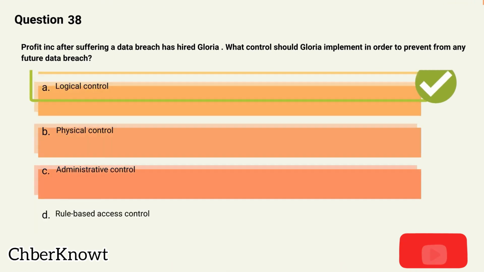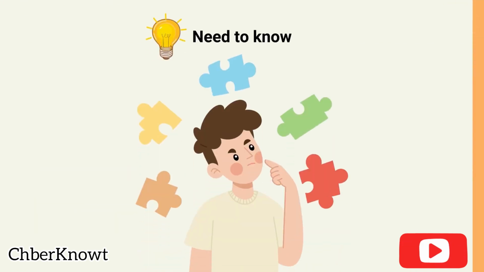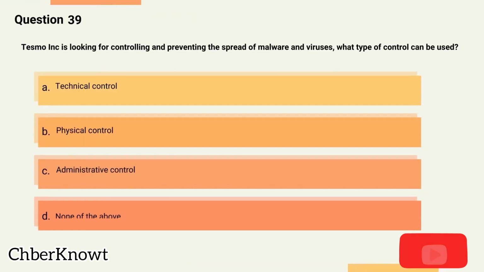Logical control. Explanation. Logical controls are used to prevent data breaches by limiting the amount of data that users can access. Examples of logical controls include access controls, permissions, and data classification. Question 39. Tesmo Inc. is looking for controlling and preventing the spread of malware and viruses. What type of control can be used?